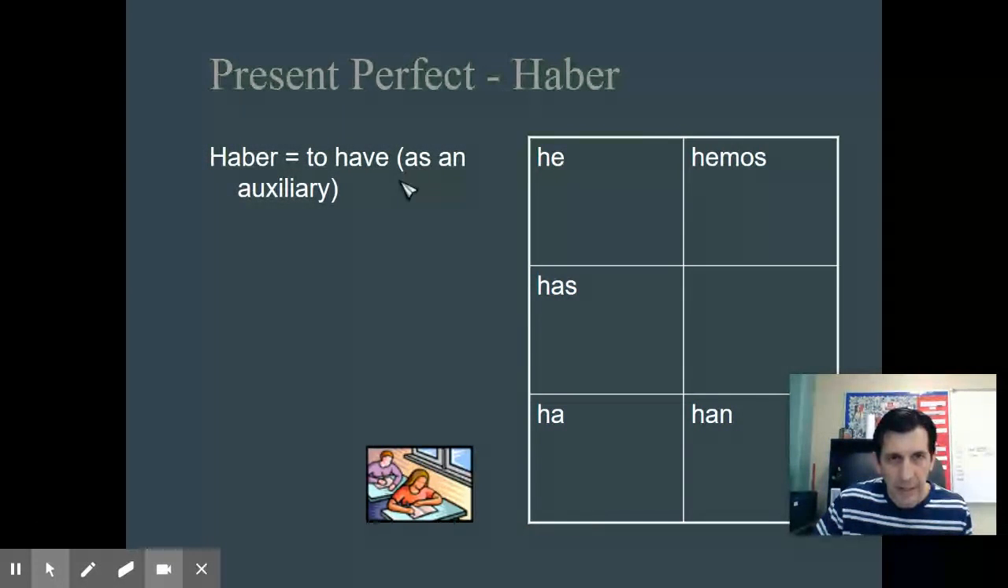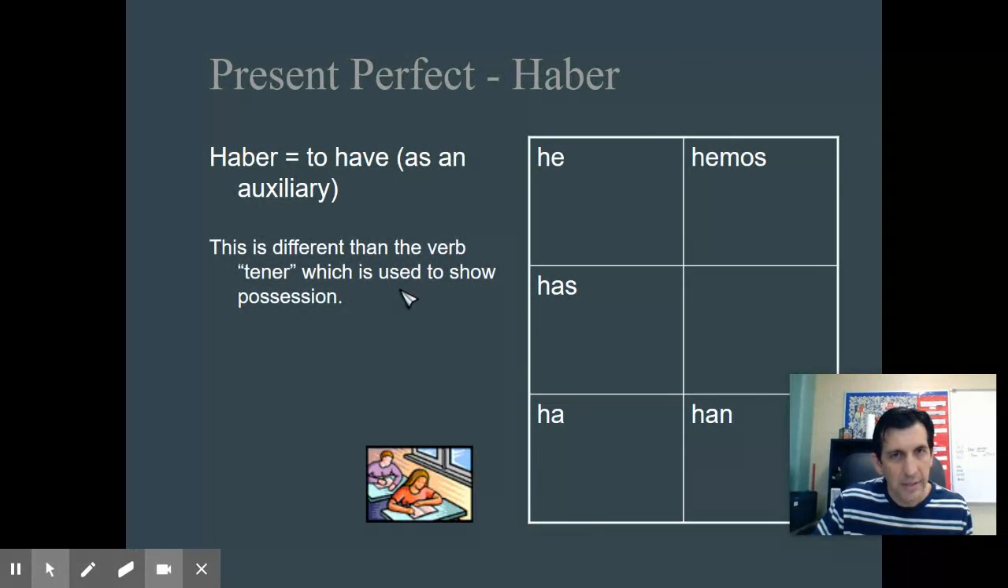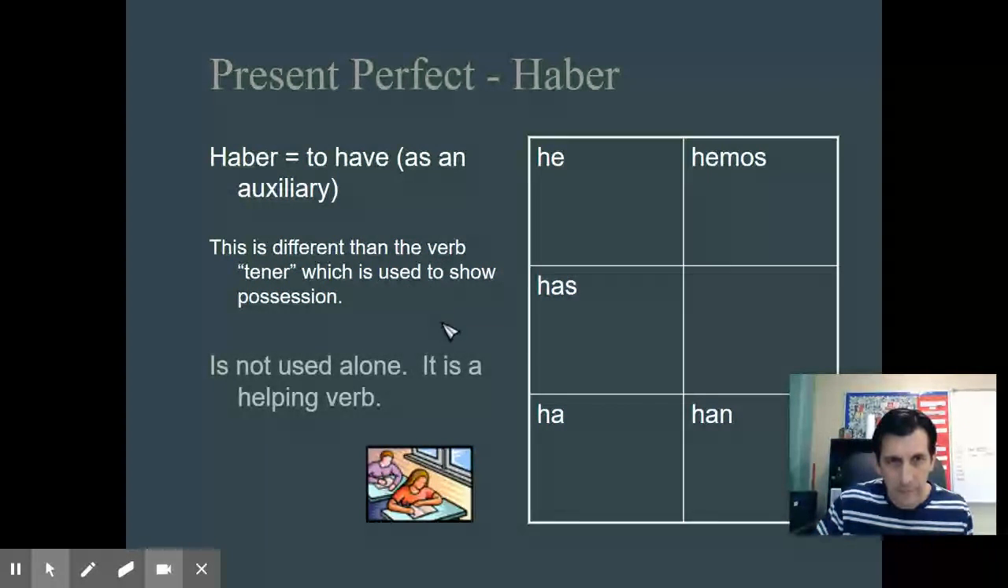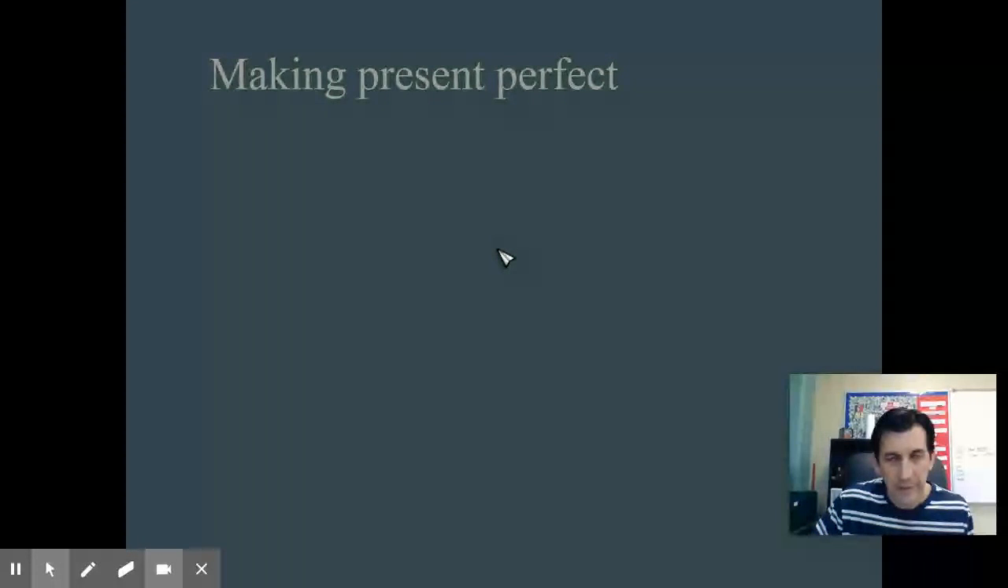Haber is to have as an auxiliary, right? This is different than tener again. Tener is to have for possession. This is a little bit different. This is to have done something. It's not used alone. It's a helping verb, right? So haber is the first part of the verb, and then we have the participle that we're going to change from its infinitive form.